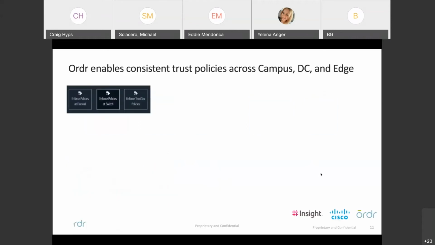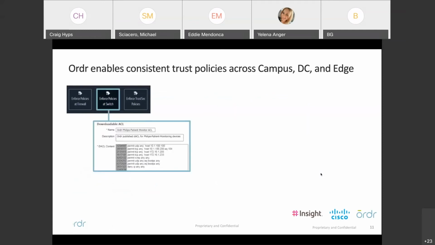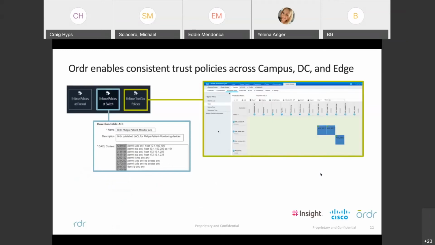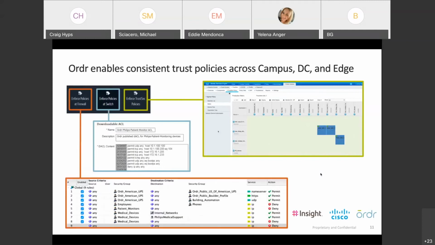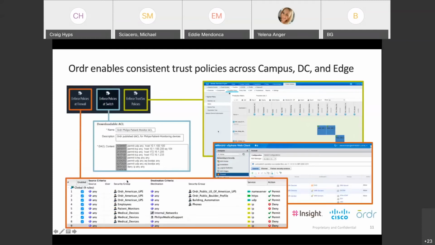So with that, we can automate the provisioning of things like downloadable ACLs and ICE, group-based policy and tagging for SDA segmentation, to be able to provide controls to help automate the policy enforcement within, say, the firewalls.